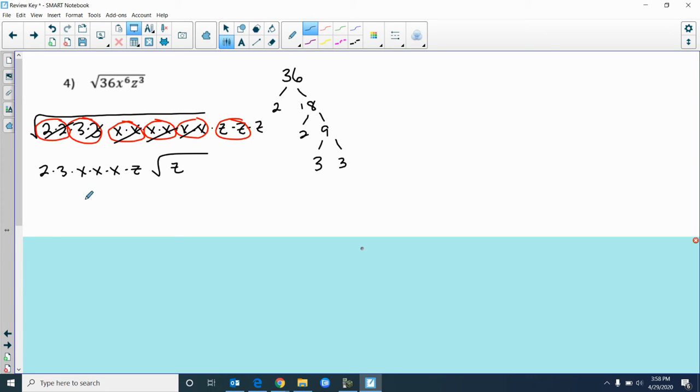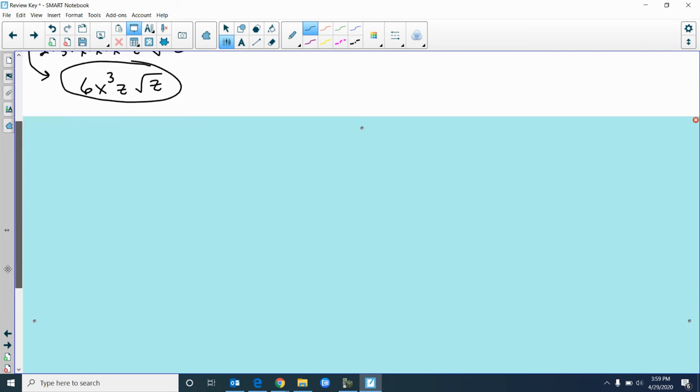Well, you cannot leave it like this. Multiply everything together. 2 times 3 is 6. 6x cubed z, square root of z. Okay? You could have just jumped right to there if you understand that, but I just want to make sure you understand what's going on there.